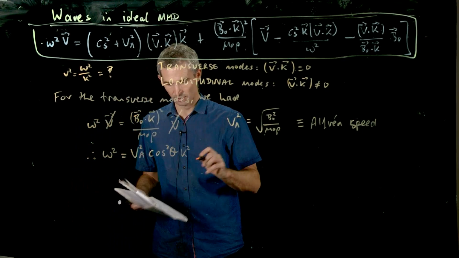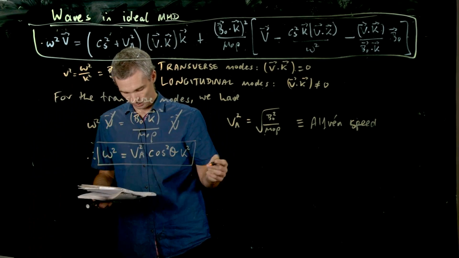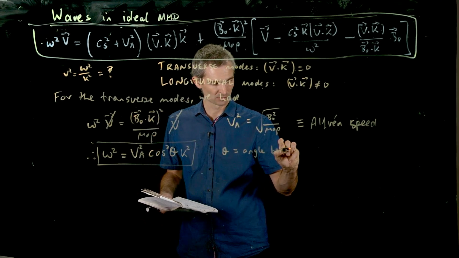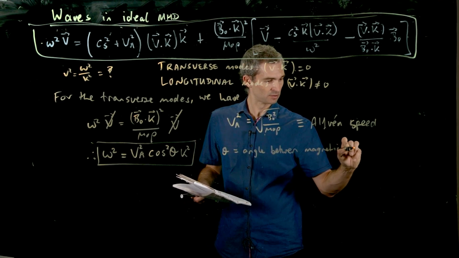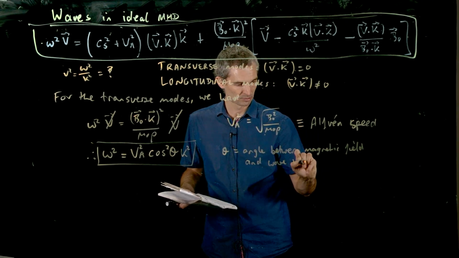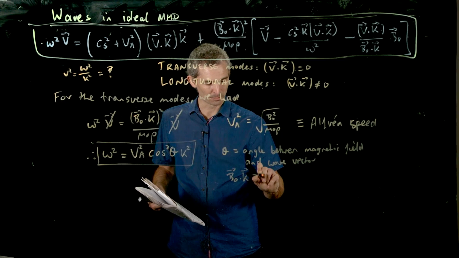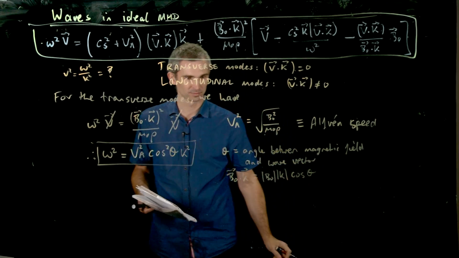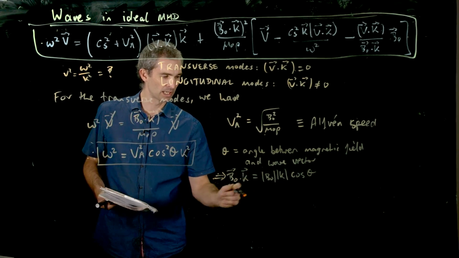So our dispersion relation for our transverse waves is simply that, where theta is the angle between the magnetic field and the wave vector. In other words, b naught dot k is mod b naught mod k cos theta, so kind of by definition of theta.